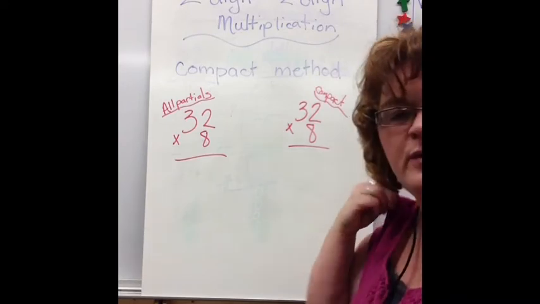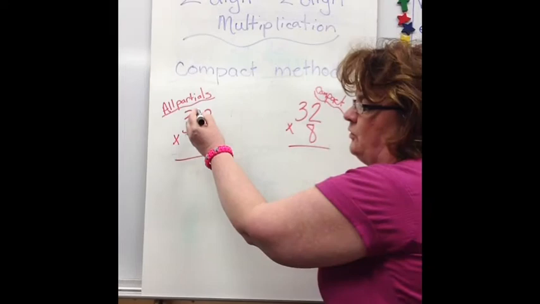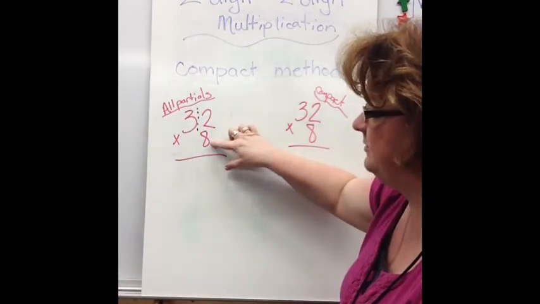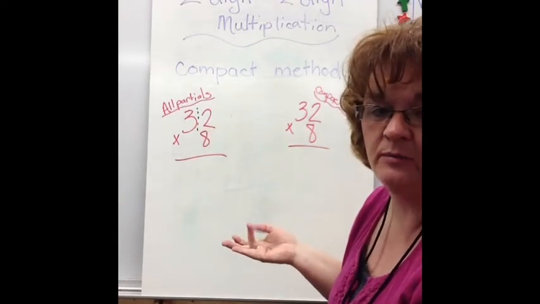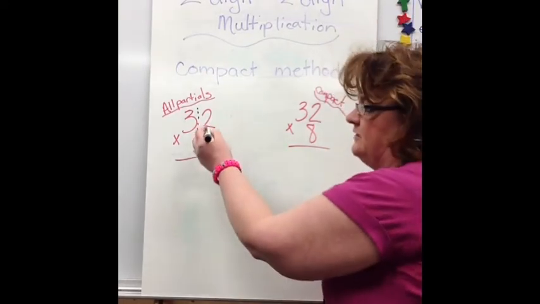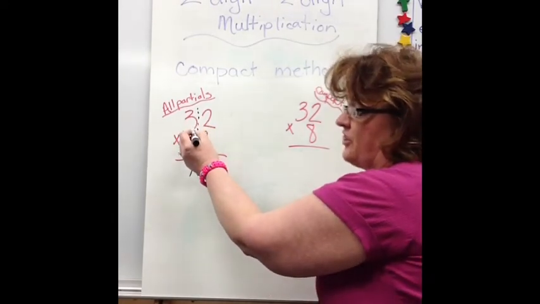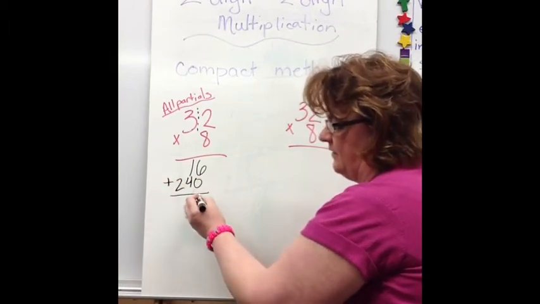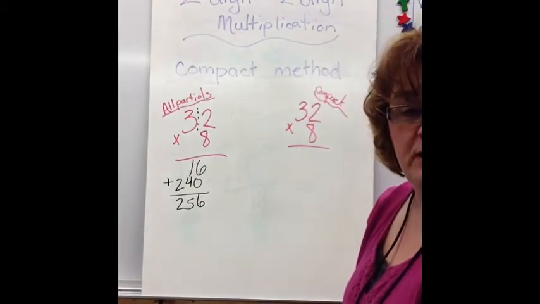Okay, now remember when we were talking about doing the all partials method? We really just kind of broke this number right here, and we multiplied 8 by these two different parts. That's why we called it the all partials method. So let's go ahead and do that. So 8 times 2 is 16, and 8 times 30 is 240, and then we simply added those together. Okay, that was pretty simple.